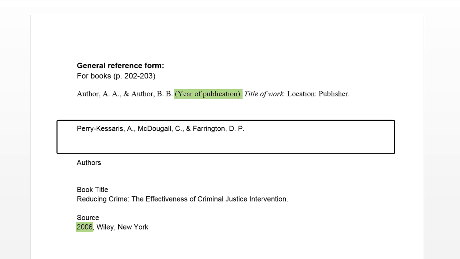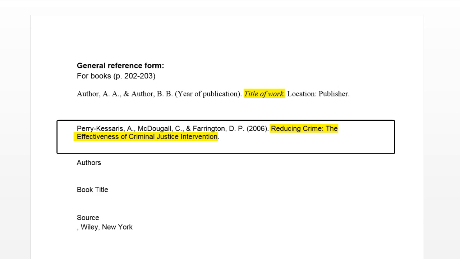Next is the year of publication. Put the year in parentheses and follow with a period. The next piece in the pattern is the title of the book. In APA style, the title is written in lowercase, except for the first word in the title and the subtitle, and any proper names. The title is italicized and followed with a period.